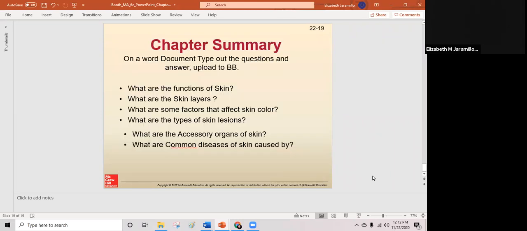Here is your chapter summary. This is going to be an assignment. I'm going to create a spot for you to upload this. So go ahead and pull up a Word document or Google Doc, what have you. Type out the question and answer the questions for me. This is your chapter summary, and that way we can make sure you got a clear understanding of your objectives for this lesson.